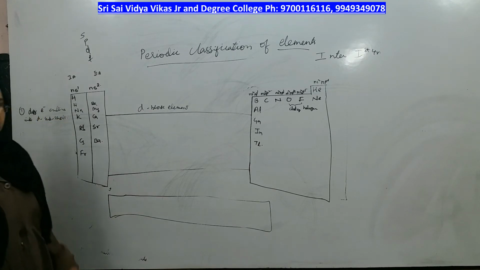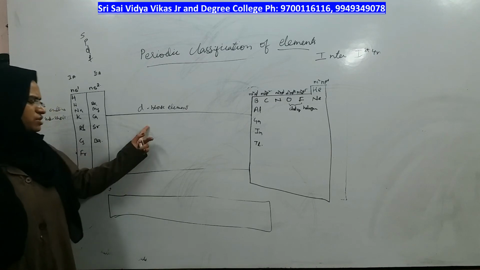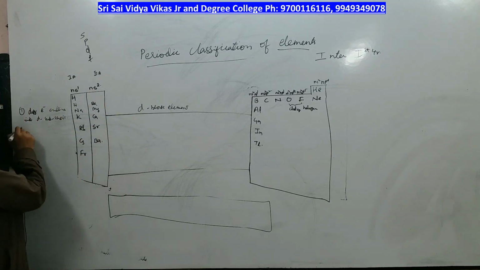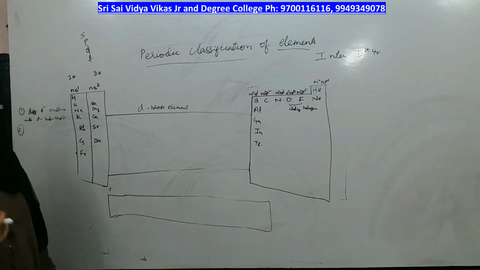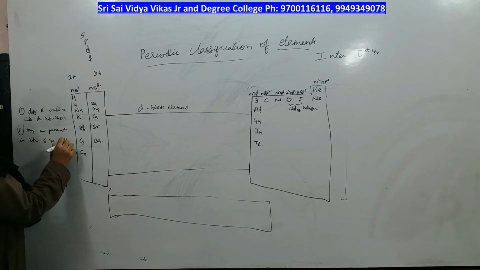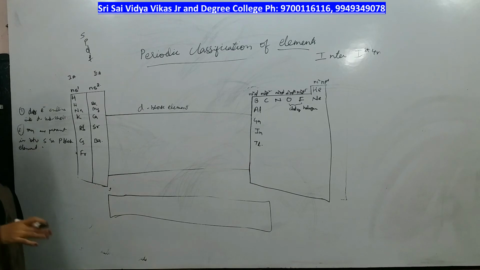The elements in which the differentiating electron enters into the D subshell are called D block elements. That should be our first point. The second point is, where are they present in the periodic table? They are present in between S and P block elements, in between S and P block, in the periodic table.